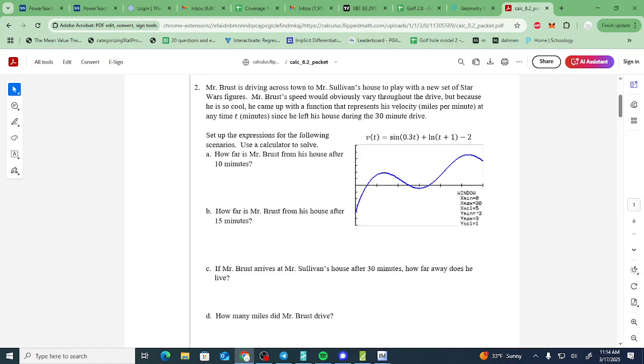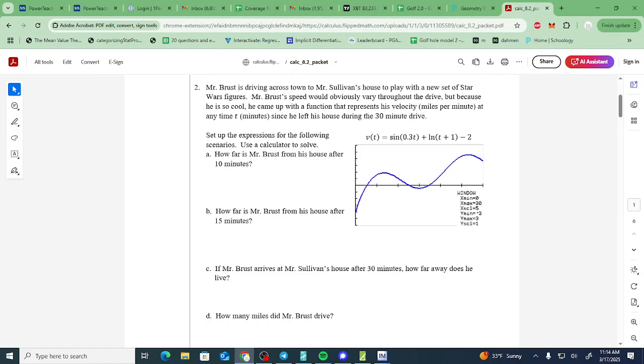After 15 minutes, that's no different than part A. Just go 0 to 15. You're just setting it up, so you're good. Part C is, again, basically the same thing. How far away is he? How far from his house? That's the same question. So now you're going 0 to 30 of V of t times dt.